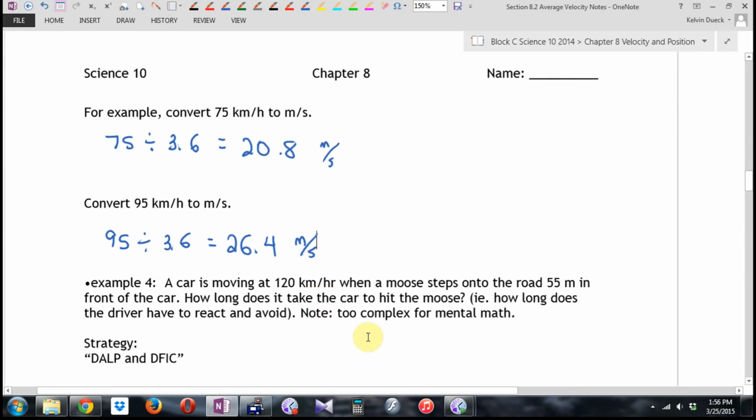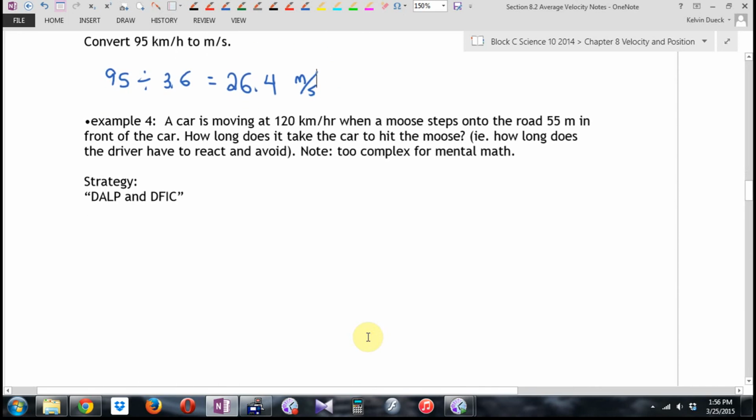We can already answer this. A car is moving at 120 kilometers per hour when a moose steps onto the road 55 meters in front of the car. How long does the driver have to react and avoid hitting the moose? Or, if you want to go the negative version, how long until the moose gets schmucked?